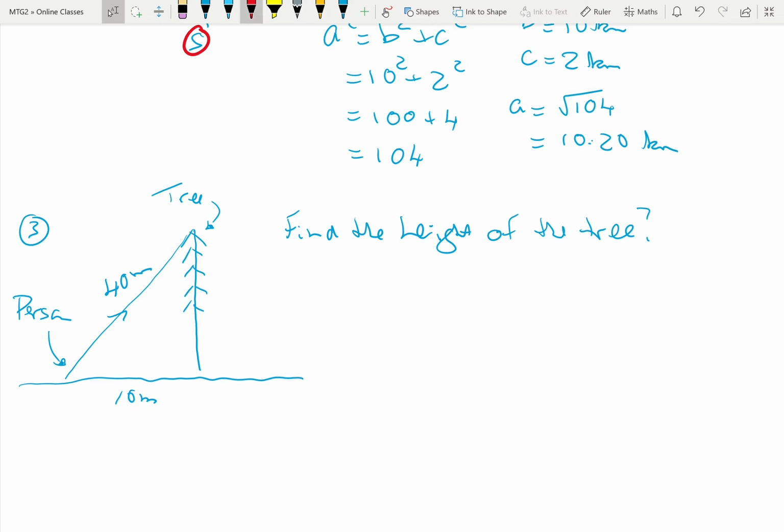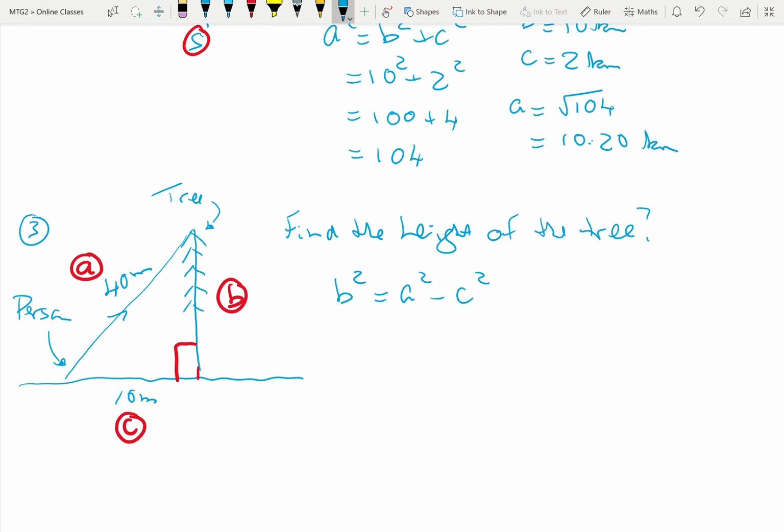So we start labelling our diagram with our sides. So the A side is going to be the 40 metres. My B is the side that I'm going to try and find, which is the height. And my C is going to be along the ground. Okay, now where would the 90-degree corner be? Down for the tree. So there's my 90-degree corner. So I can use my formula. Now in this case here, I'm not after the A, I'm after the B. So if we think back to the previous video, we've got B squared is equal to A squared minus C squared.